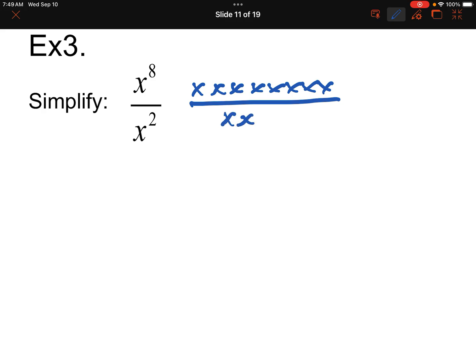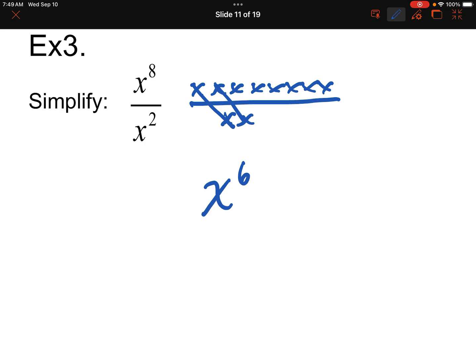And 2 on the bottom. I would be left with x to the 6th. At this point, I hope some of you are sitting back saying, oh my gosh, do I have to keep doing this, Ms. Kern? Can't I just use the pattern? I see a pattern. I hope you see a pattern.